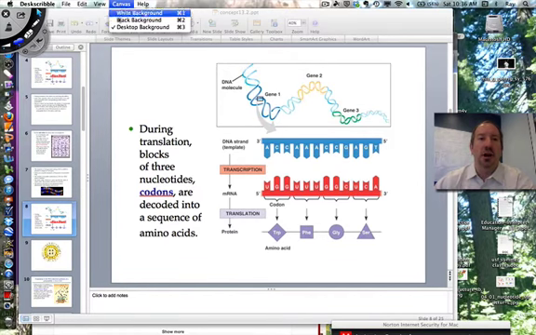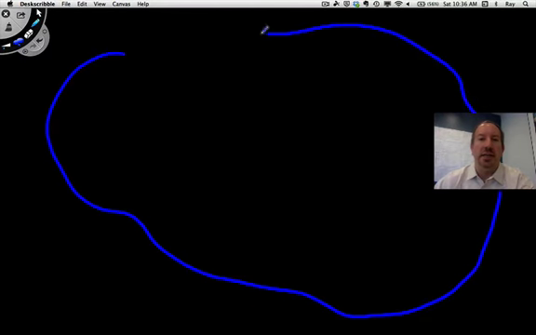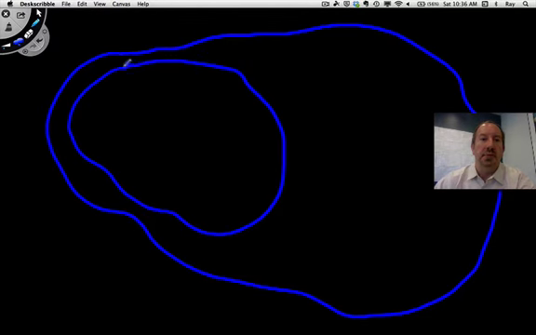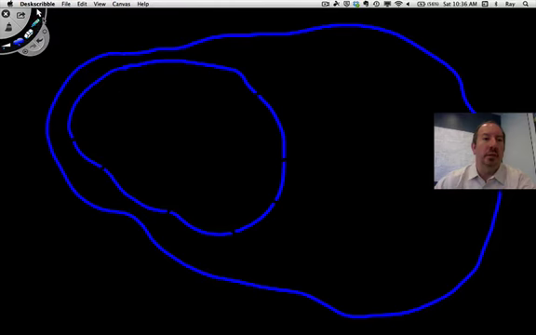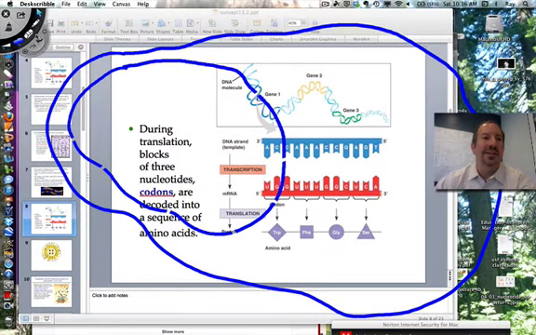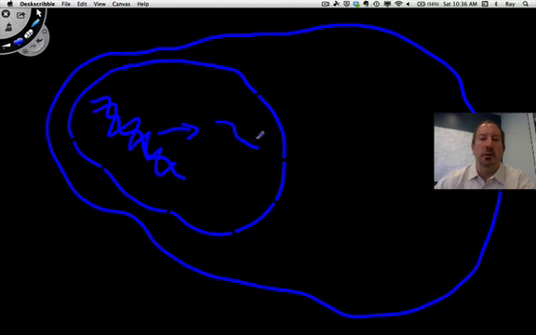So I want to start off with just a little drawing here of the cell, just to give you some orientation. So here's a typical eukaryotic cell membrane. Here's the nucleus. Let me create some pores here in the nuclear membrane. And as you know, DNA resides in the nucleus. And so here it is residing in the nucleus. And it's copied into a smaller molecule called RNA, and that's called transcription.